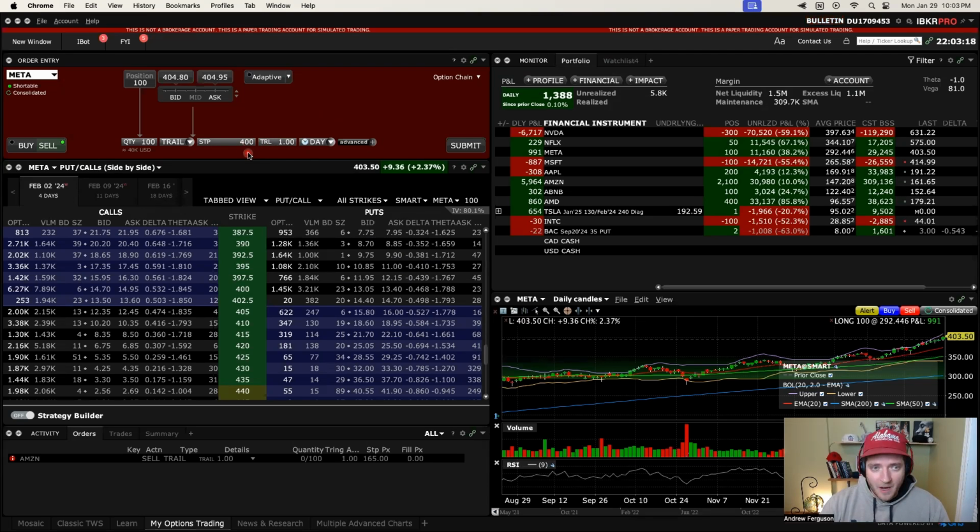Okay, if it goes above that 403.50 level, the trail amount's going to start being in play. If it goes up to 404.50, 405.50, then if there's a dollar pullback from that point, it's going to cap you out and trade that trailing stop amount and give you a trade with a little bit more profit. That's the way that this is designed to work.